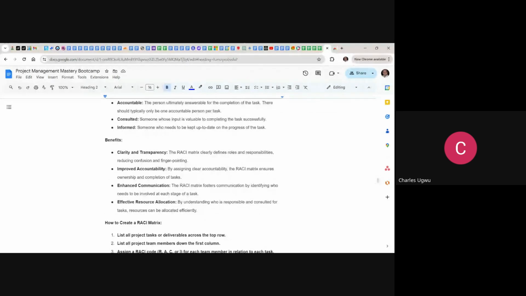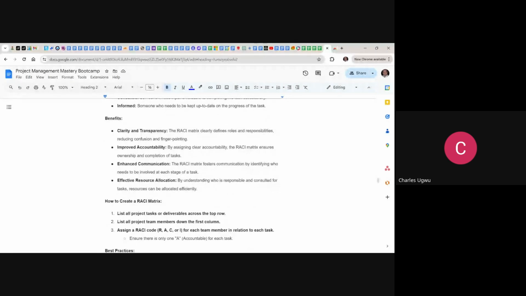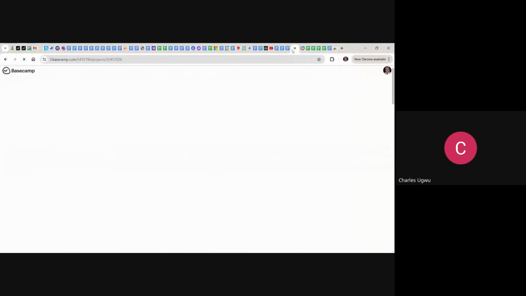So the benefit here is clarity and transparency. The RACI matrix clearly defines roles and responsibilities, reducing confusion and finger pointing. It improves accountability by assigning clear accountability. The RACI ensures ownership of the completion of tasks. So it's the duty of the project manager to make sure that the work is going on. Let me show you briefly here in this project.